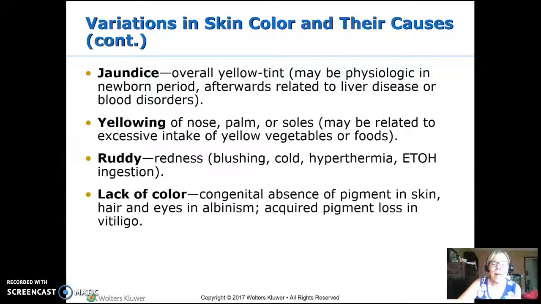Ruddy is being red. This can go with, if you blush, you turn red. Can go with fever, hyperthermia, alcohol ingestion, right? You get that red nose if you've been drinking. Lack of color. This is somebody who's got albinism. If they're born with it, it's albinism. If it's acquired, it's vitiligo.